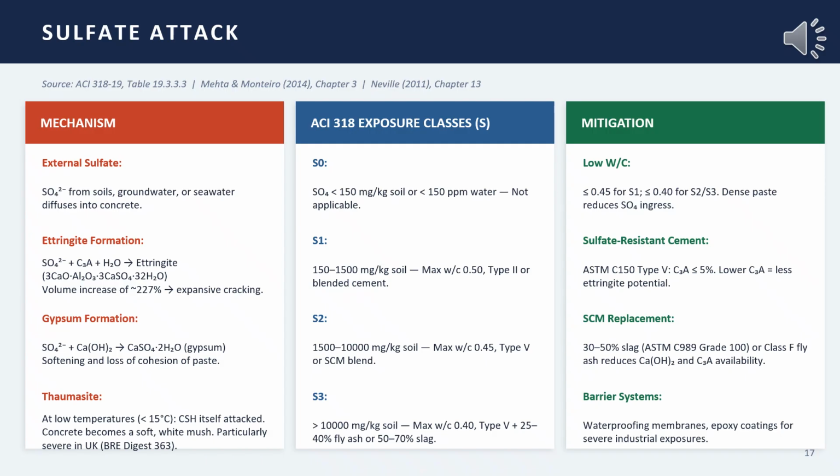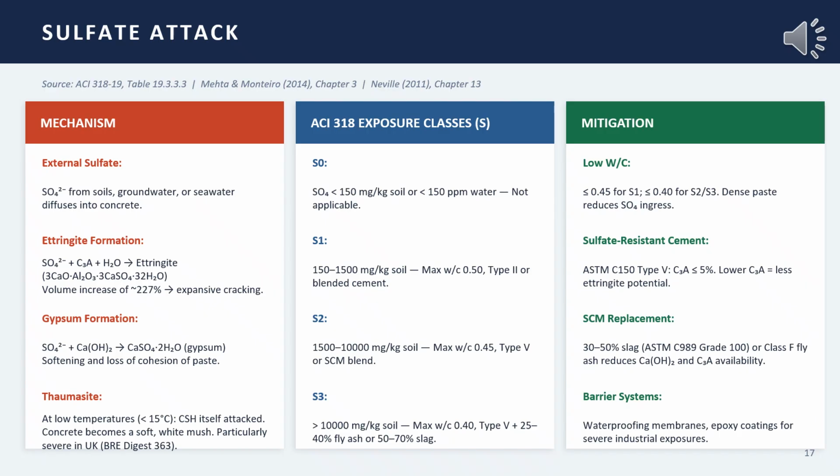Now, the first reaction, which is with aluminate phases, is specifically with tricalcium aluminate and its hydration products. Sulfate ions combine with calcium aluminate to form ettringite. The critical point here is the enormous volume increase. Ettringite formation involves approximately a 227% expansion. This expansion generates internal stresses that crack and disintegrate the paste.